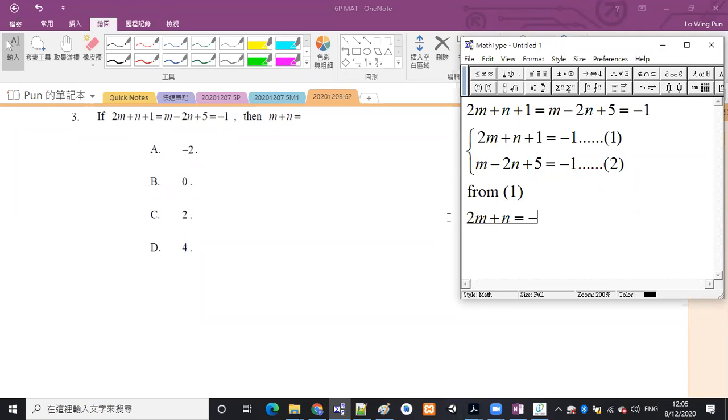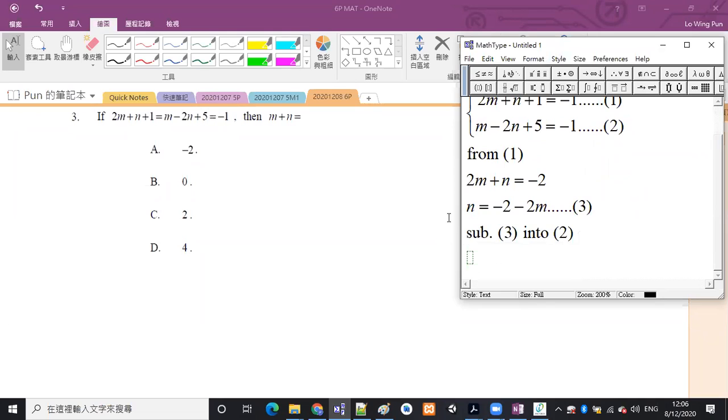2m plus n is equal to negative two. We can also make n the subject: n is equal to negative two minus 2m, and I call this equation three. And then we will substitute equation 3 into equation 2, okay? So we have m minus 2n plus 5, but the n will be replaced by negative 2 minus 2m, and plus 5 is equal to negative 1.